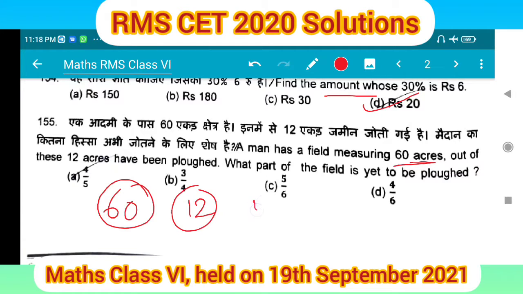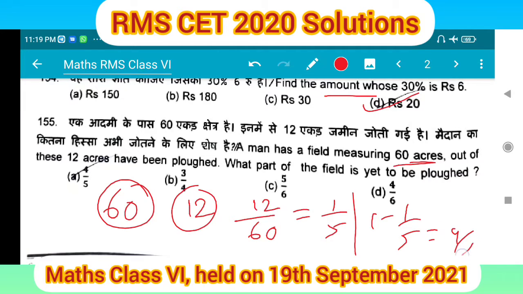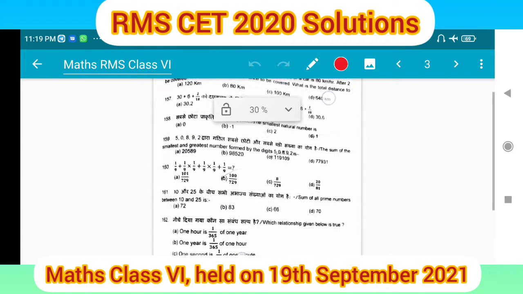So out of 60, 12 is plowed. That means 1 by 5. The leftover part is 1 minus 1 by 5. So 5 ones are 5, 5 minus 1 is 4. So 4 by 5 is the answer. Right. Next question.